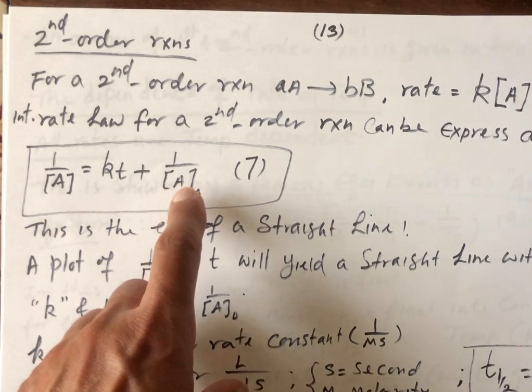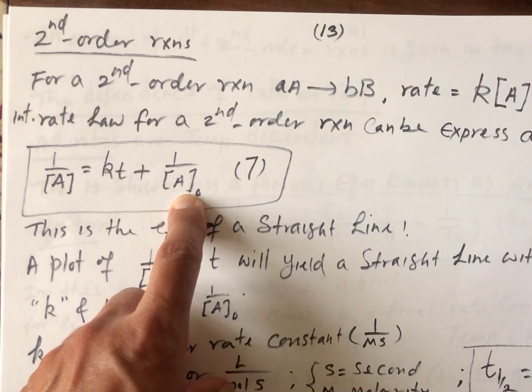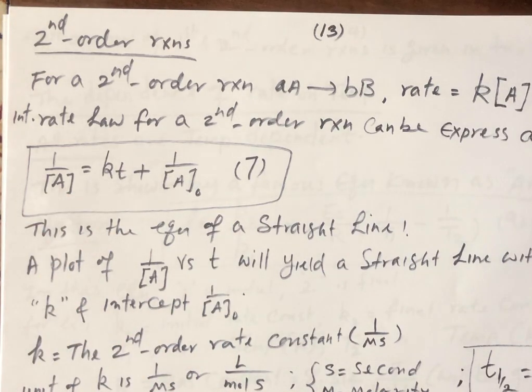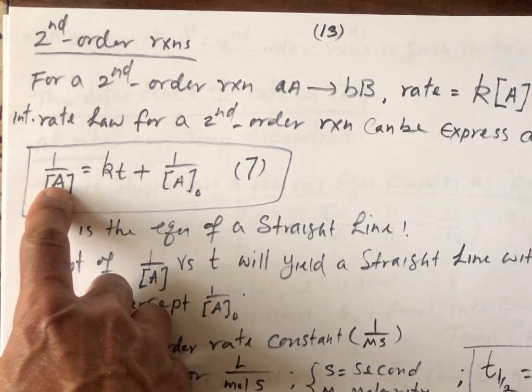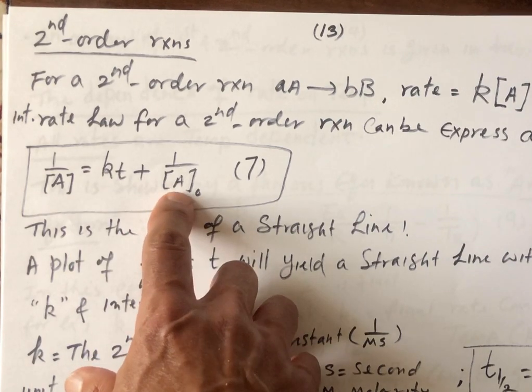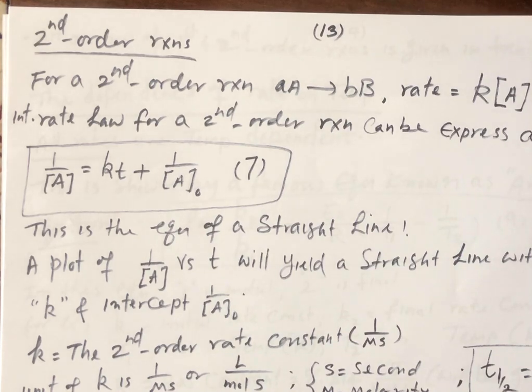So this is the concentration at t equal to 0 before the reaction starts, and this is the concentration at any other time other than t equal to 0. Now, again, this is the equation of a straight line. In other words, if you plot 1 over A versus t, the slope is going to be k with the intercept of 1 over A0. Okay? Now, k is the second order rate constant, and the unit of k is 1 over molarity times second.